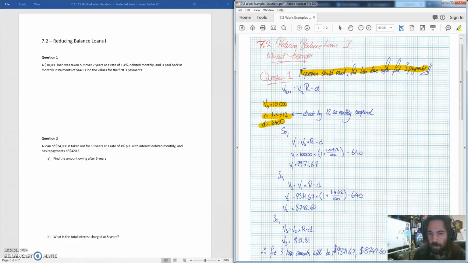As for our D value, we now have that. It was given to us in the question. That's $640. So we're just simply going to chuck all of that into our equation, which we have up here. So that's what I've done in this step.